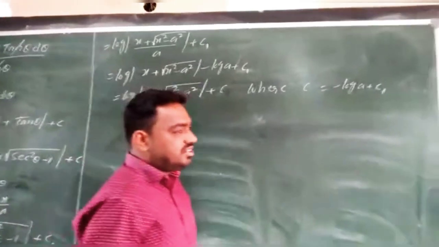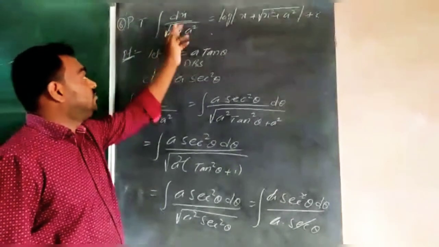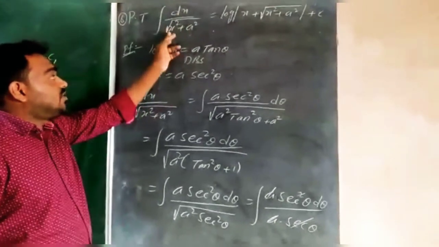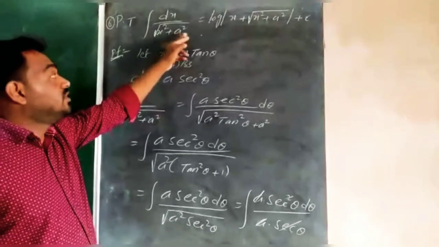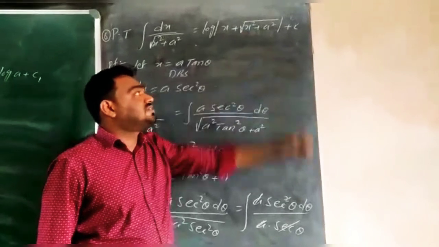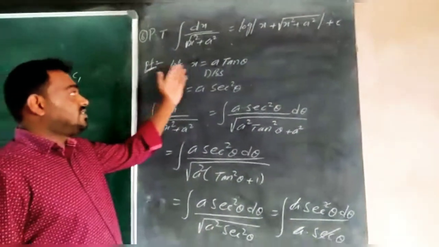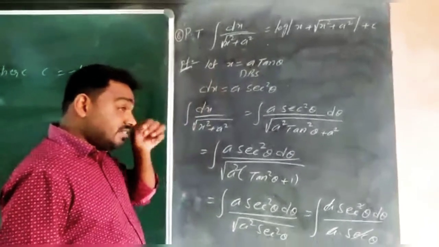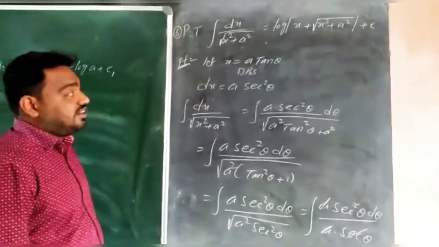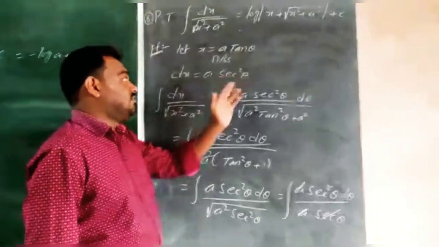Next, the last question, the sixth question. Prove that the integration of dx by square root of x square plus a square is equal to log mod x plus square root of x square plus a square plus c. Proof: let x is equal to a tan theta. Otherwise, we can assume x is equal to a cot theta, and we will get the answer. Here I am assuming x is equal to a tan theta.